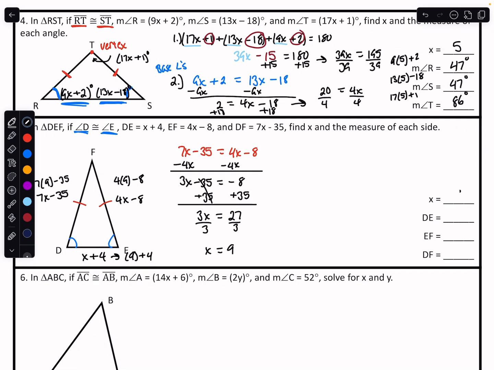Okay, and when we substitute everything in, we are going to get that x is equal to 9, obviously. DE is 13. EF is going to be 28. DF will be the same thing, right? They're both congruent to each other.